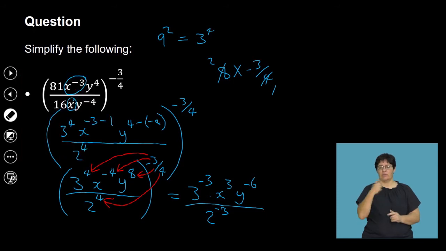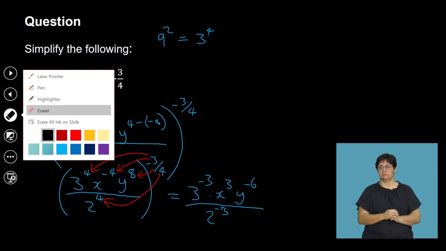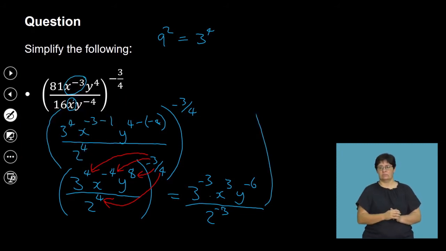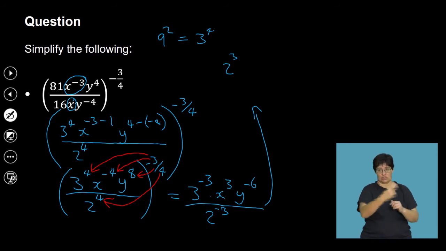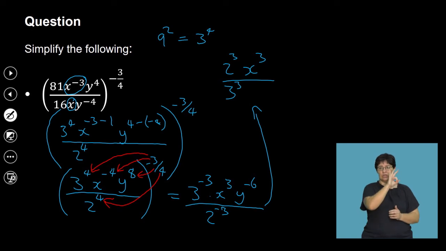So I'm just going to erase up here so that I have enough space. This will therefore be, I'm just going to write it up here. I hope you guys are following. This is then going to be 2 to the exponent of 3, because if it's a denominator and I make it a numerator, it therefore becomes a positive exponent. My x will remain with the 3 there, and then my y must be a denominator because it has a negative exponent, 3 to the 3, and then y to the 6.